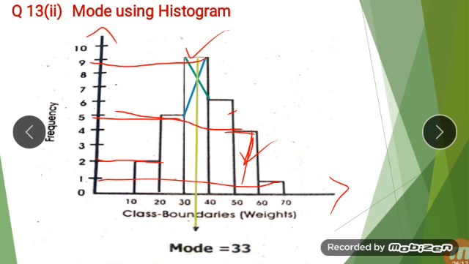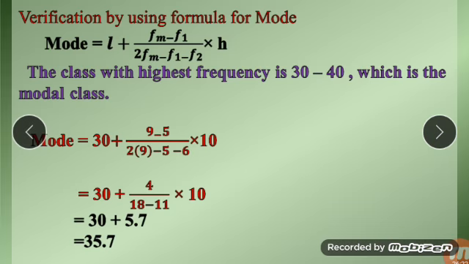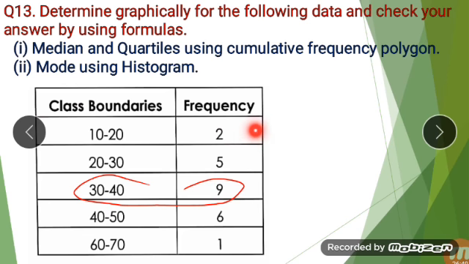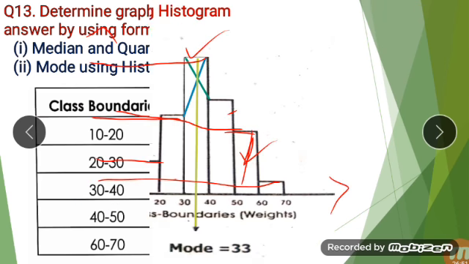Now in order to verify whether the graph has given us the correct answer, we can use the formula. Here is the formula for calculating mode for grouped data: L plus (Fm minus F1) over (2Fm minus F1 minus F2) multiplied by h. Fm is the frequency of the modal class, F1 is the frequency of the class preceding the modal class, and F2 is the frequency of the class succeeding the modal class. So here the modal class is 30 to 40. The frequency of the modal class is 9. Preceding it, it is 5, and succeeding it, it is 6.